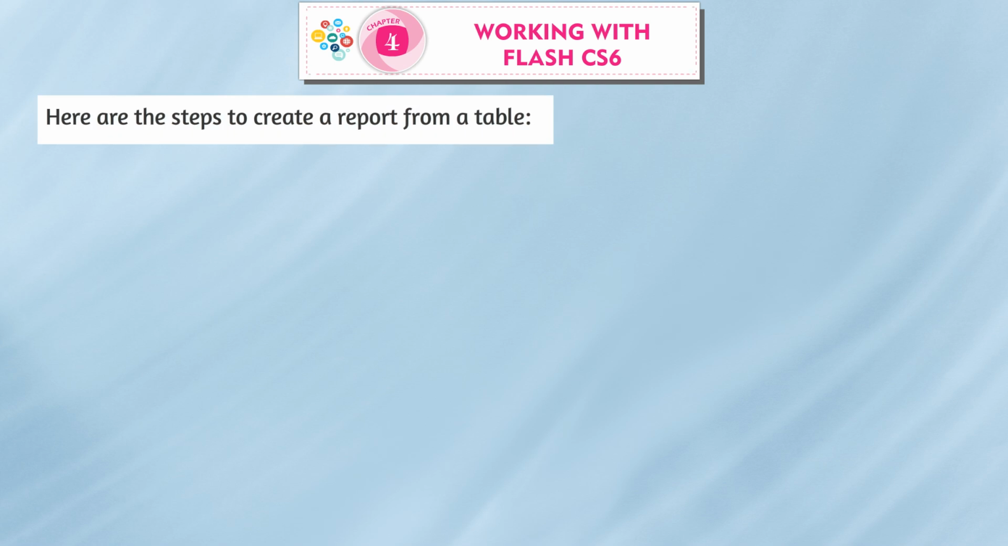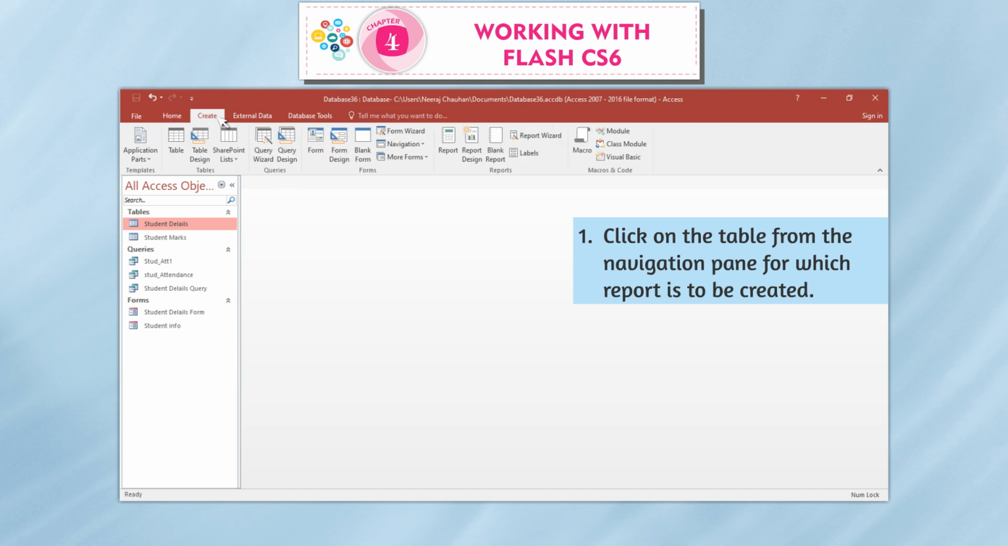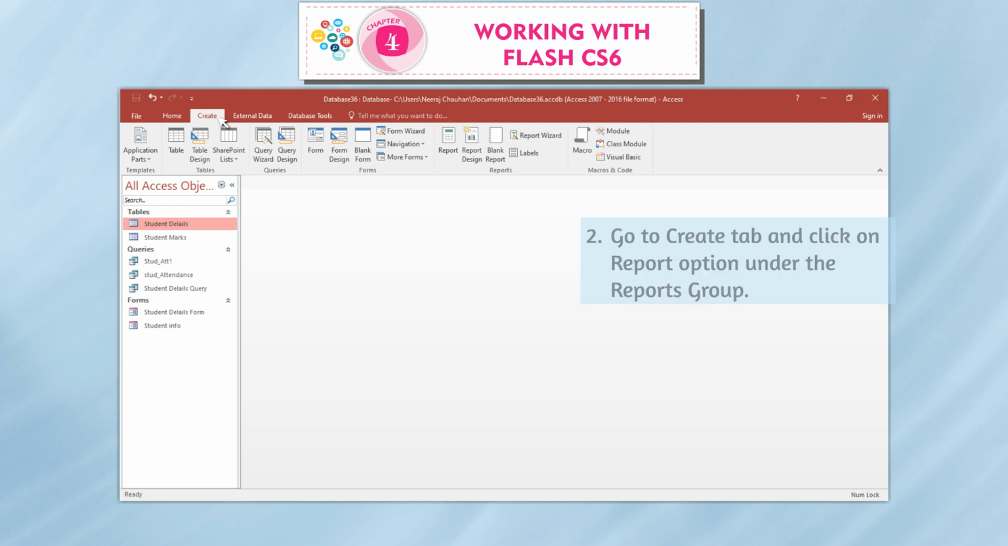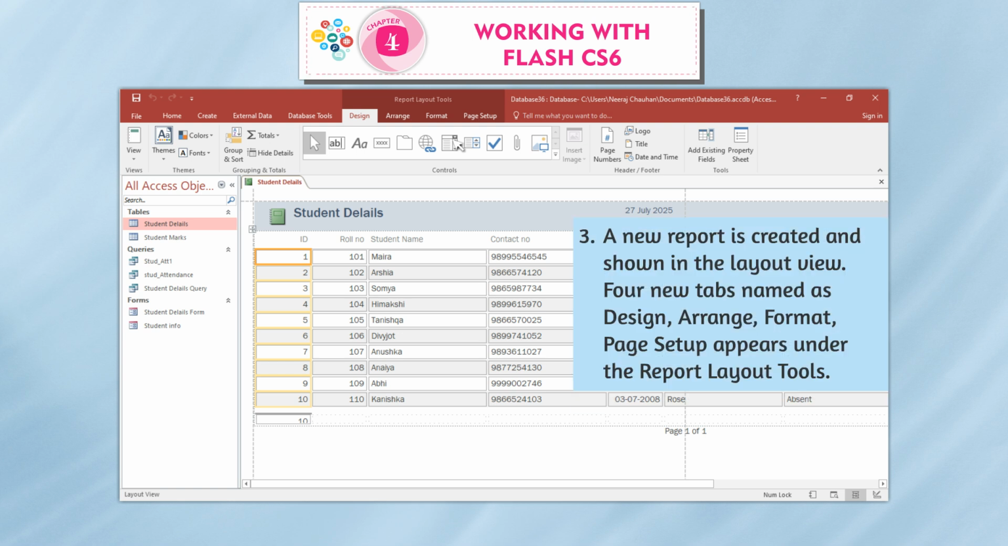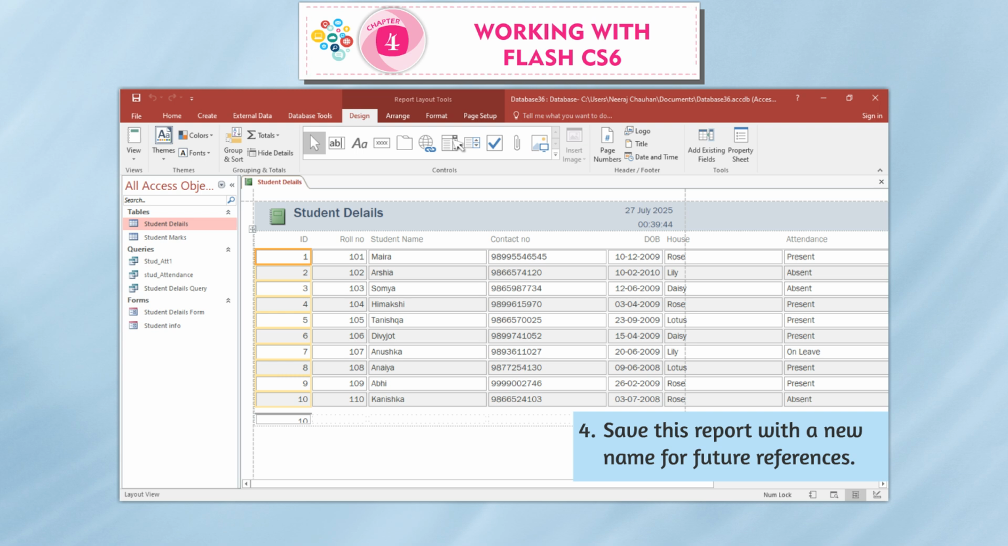Here are the steps to create a report from a table. 1. Click on the table from the navigation pane for which the report is to be created. 2. Go to the Create tab and click on the Report option under the Reports group. 3. A new report is created and shown in the Layout view. 4 new tabs, named Design, Arrange, Format, and Page Setup appear under the Report Layout tools. 4. Save this report with a new name for future references.